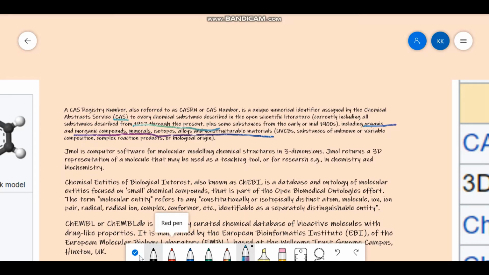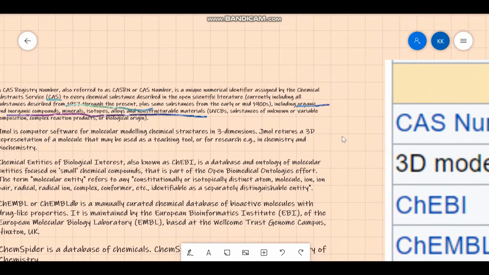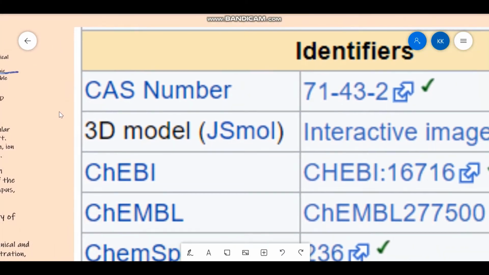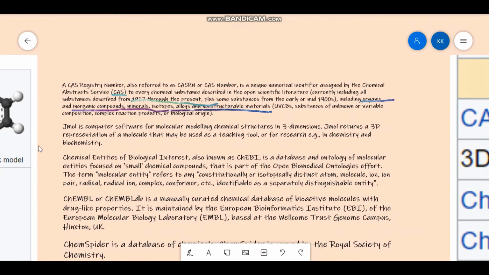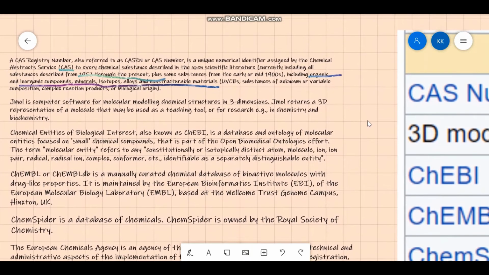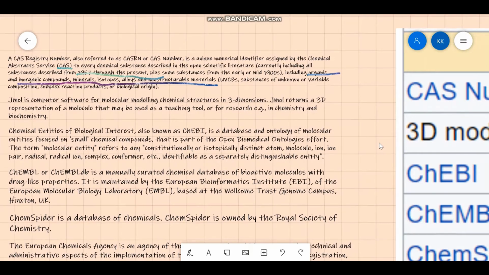The second term which we see is Jmol, which is commonly written with the 3D model. Jmol is computer software for molecular modeling of chemical structures in 3 dimensions. Jmol returns a 3D representation of a molecule that may be used as a teaching tool or for research, etc.